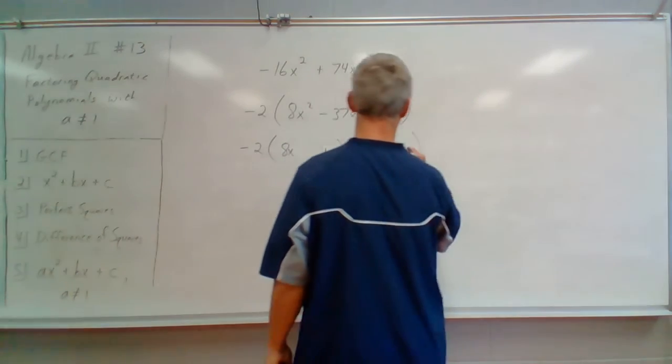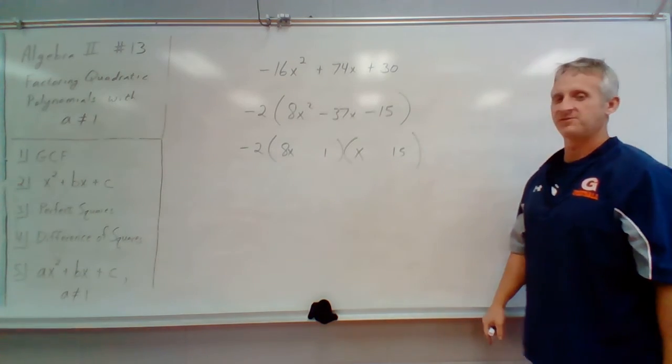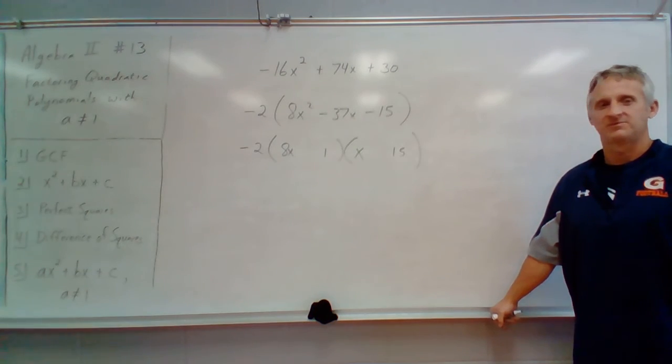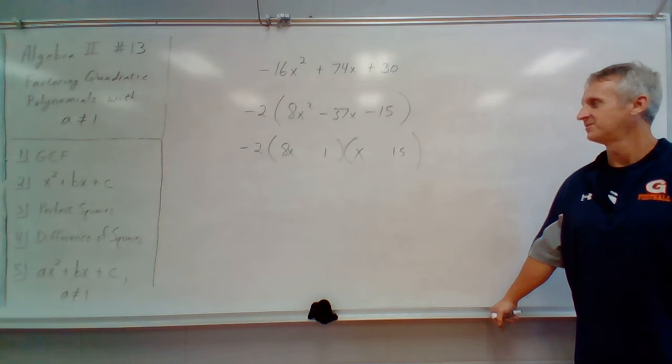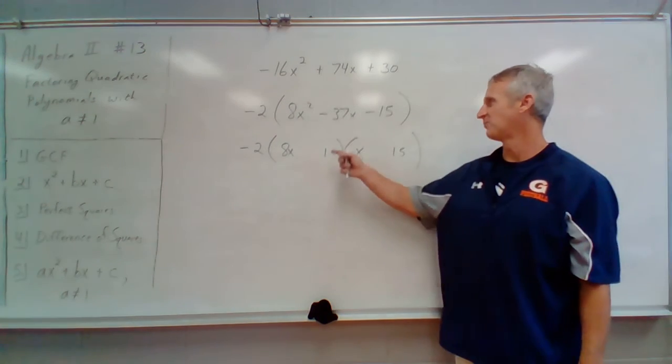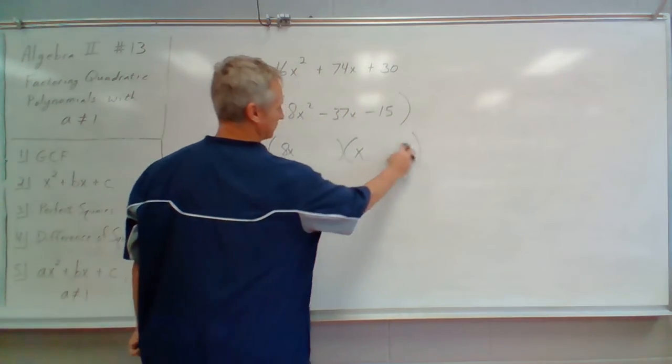Let's try the 1 and the 15. 8x squared. 8 times 15. I don't know what 8 times 15 is. 2 times 15 is 30. So 4 would be 60. So it'd be about 120. It'd be something really big. And 1x, you're not going to get a 37 out of it. So that's not going to work. Switch those around.